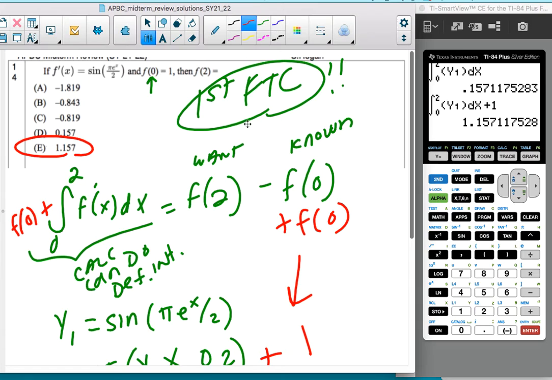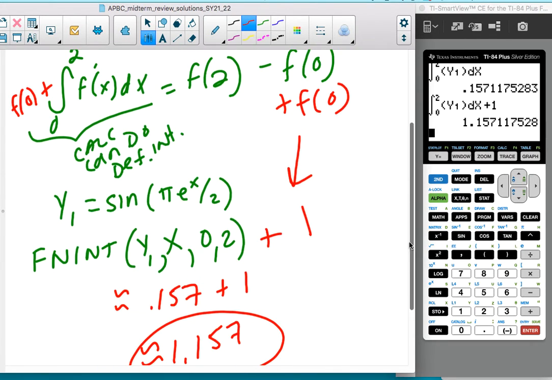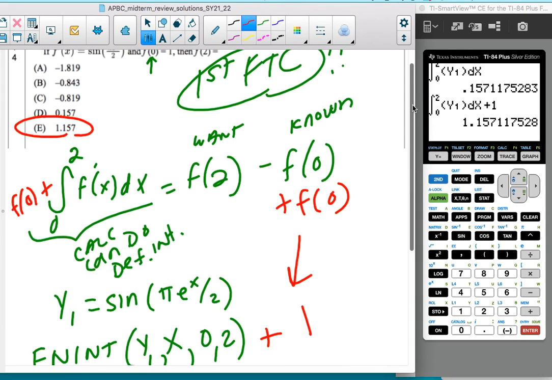So there you go. And again, depending on whether you have MathPrint or the classic mode of your calculator, it might look like this. It might look like a regular integral. Either way, math 9.